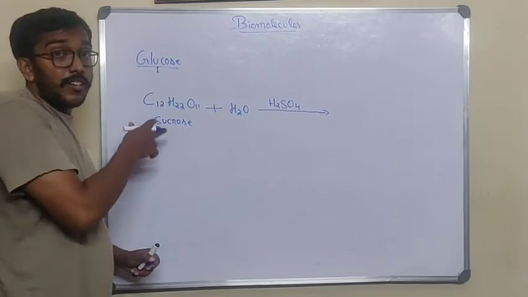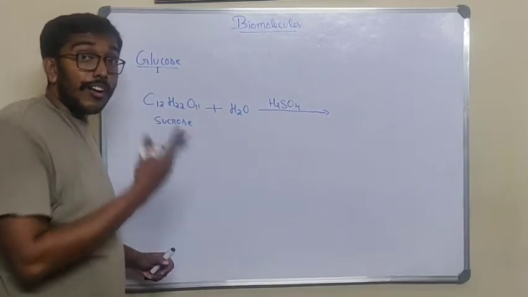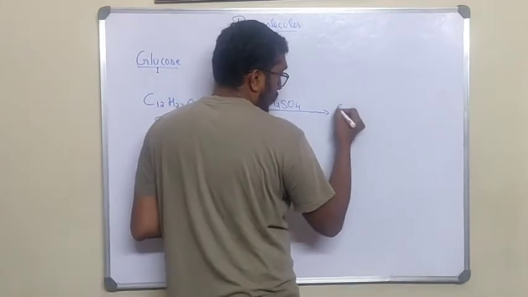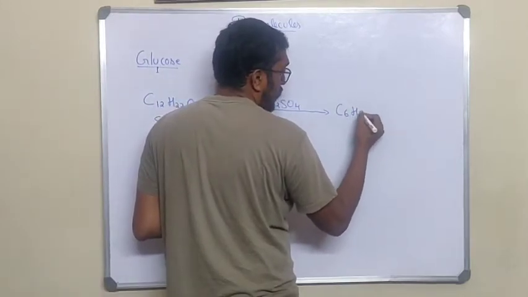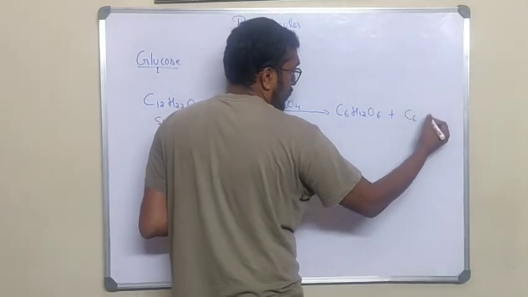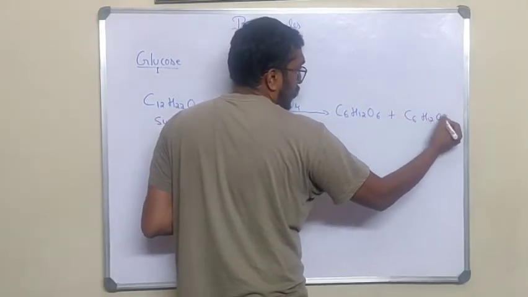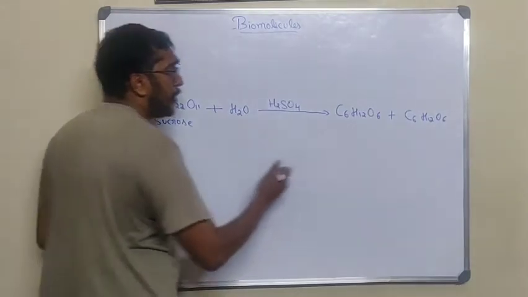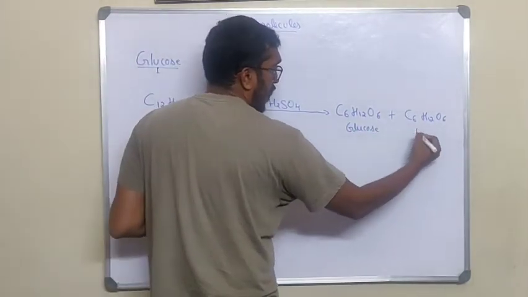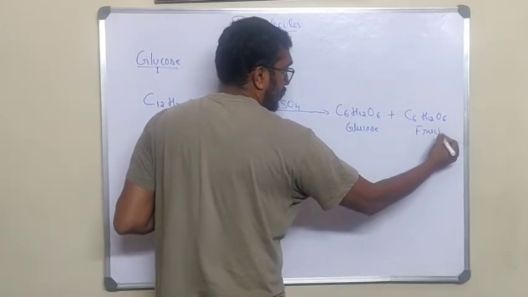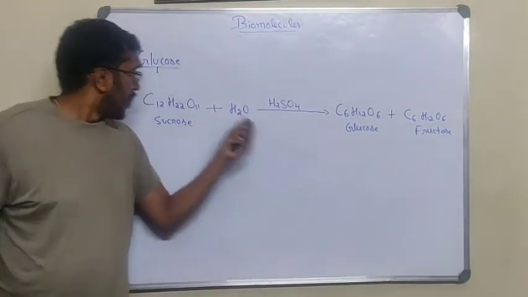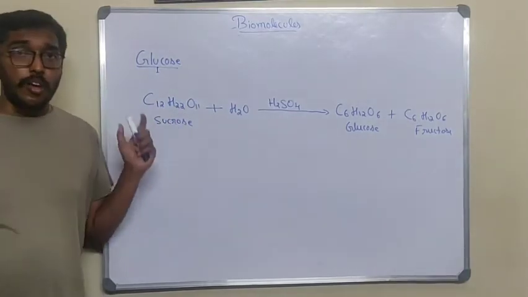As we know, sucrose is an oligosaccharide, also known as a disaccharide. So we get a product C6H12O6 and one more product C6H12O6. One will be glucose and the other will be fructose. This is one preparation of glucose from sucrose.